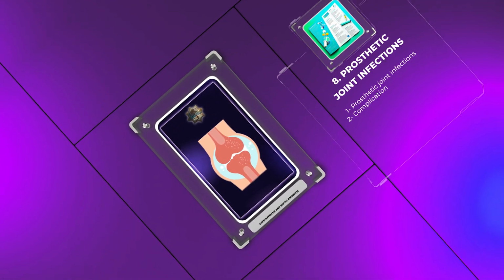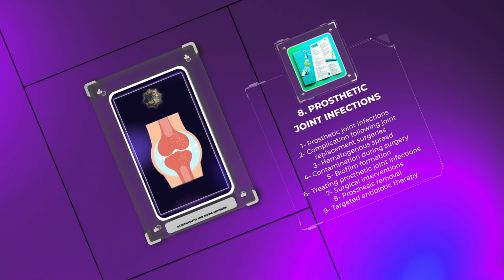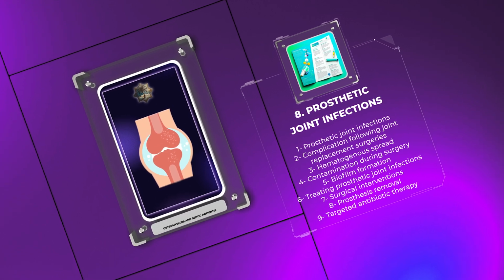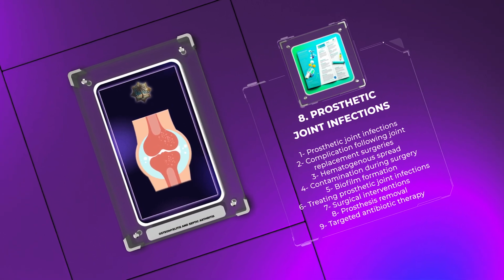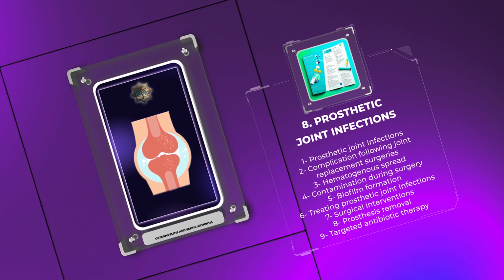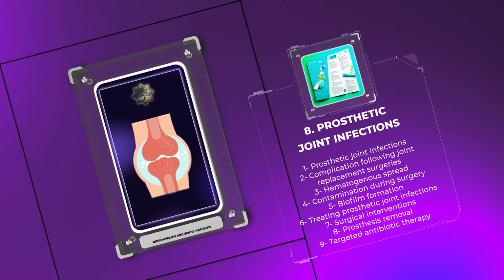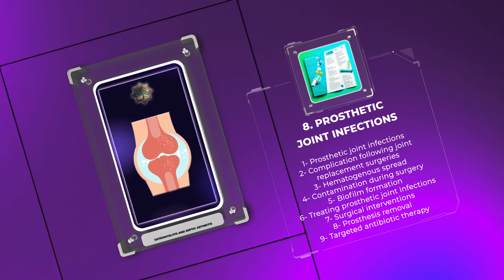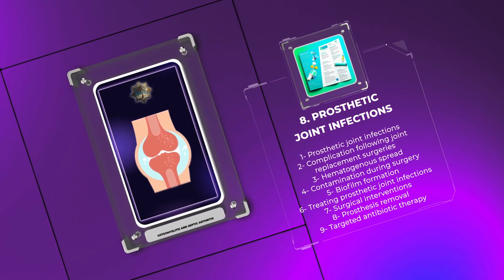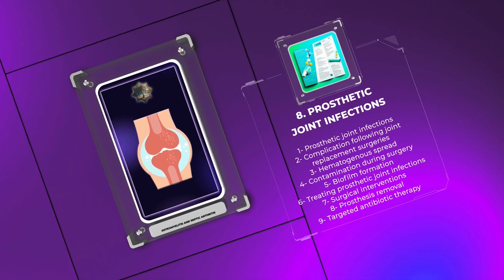Prosthetic joint infections represent a significant complication following joint replacement surgeries. These infections can occur due to hematogenous spread, contamination during surgery, or biofilm formation on the prosthetic surfaces. Treating prosthetic joint infections often requires a combination of surgical interventions, such as prosthesis removal, and targeted antibiotic therapy to eradicate the infection.